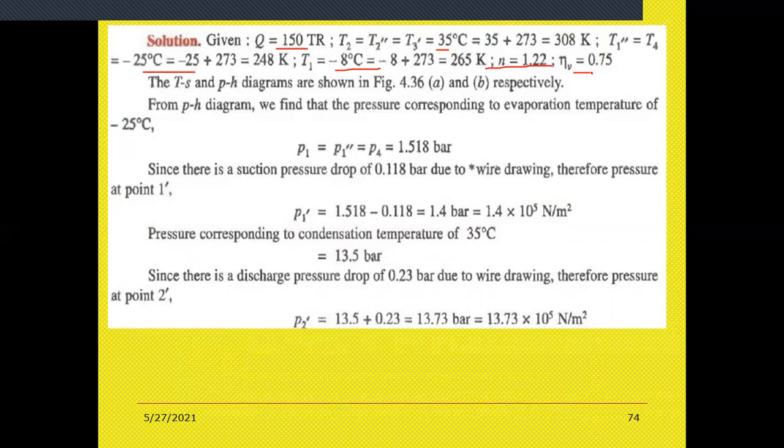the pressure corresponding to the evaporator. Here in the ph diagram we find that the pressure corresponding to the evaporator temperature of minus 25 degrees centigrade, therefore P1 double dash is equal to P4, that is equal to 1.518 bar. Since there is a suction pressure drop, at point 1, P1 dash is equal to 1.518 minus 0.118, that is equal to 1.4 bar. Now the pressure corresponding to the condensation temperature of 35 degrees centigrade is equal to 13.5 bar.